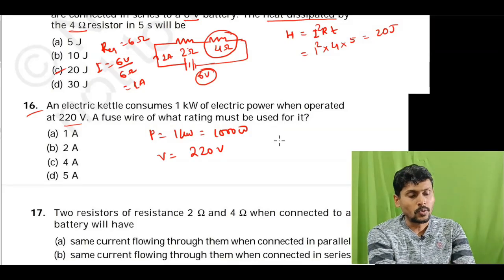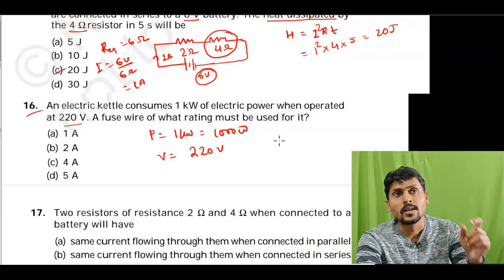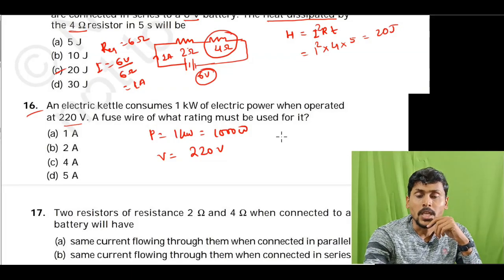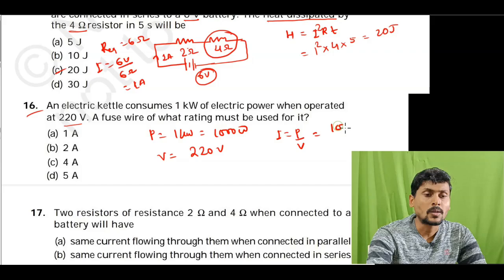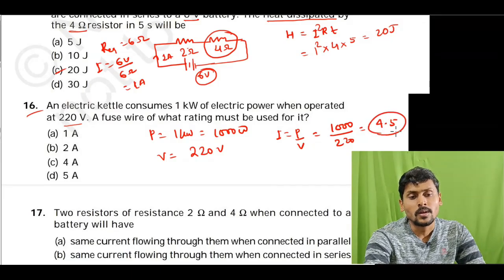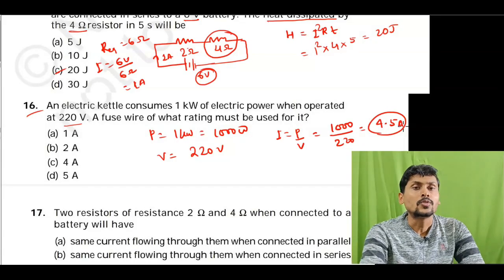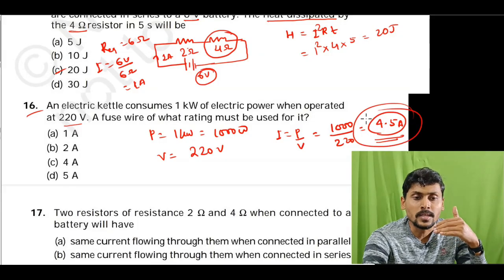So remember that if you know the power of an appliance and the operating voltage, then you can calculate the maximum current that can pass through it, the safe limit of current, using the formula I equal to P by V. We know that P equal to VI, so I will be P by V. So P is 1000 watt divided by V is 220 volt. So if you divide it, you will get around 4.5 something. Okay, so remember that this is the safe limit of current, 4.5 ampere. So the rating of the fuse will be slightly above this safe limit of current.